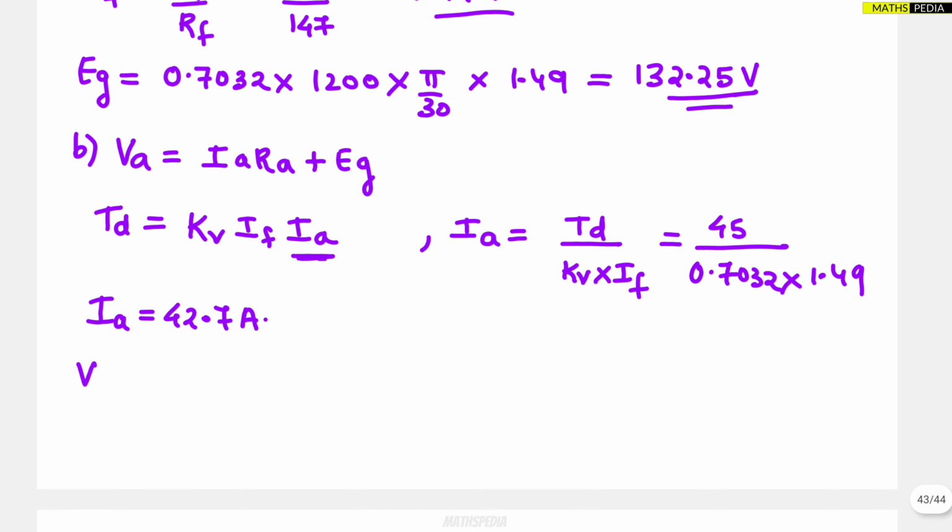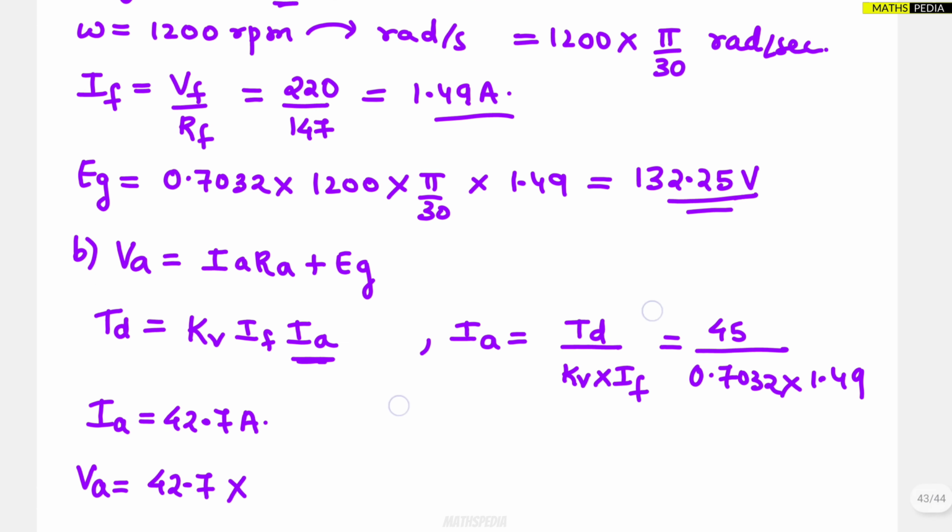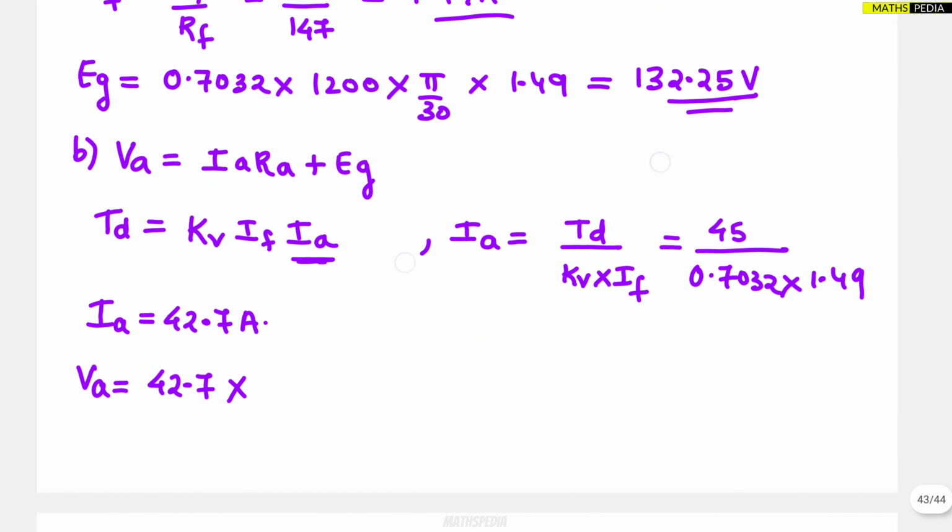In order to get VA, IA which is 42.7, times the RA value, which is given as 0.25, plus the Eg value we got, 132.25. So you will be getting the VA answer as 142.94 volts. So you can write it as 143 also.